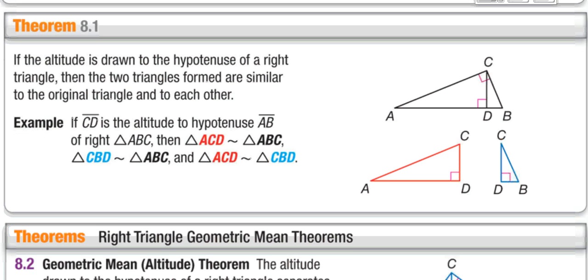Theorem 8.1, I will read this one to you as well. You'll notice that they've pulled apart some of these triangles to be able to see them easier. The red and the blue are just pieces from that black picture. If the altitude is drawn to the hypotenuse of a right triangle, then the two triangles formed are similar to the original triangle and to each other. So we'll highlight that here.